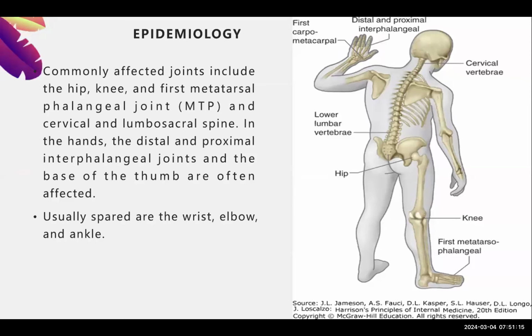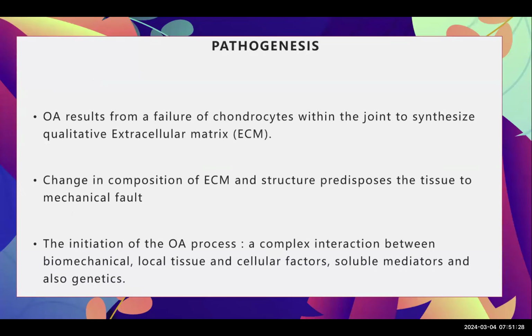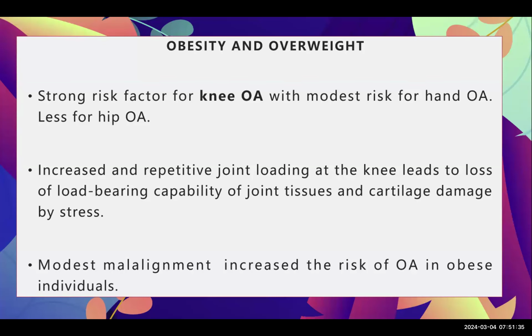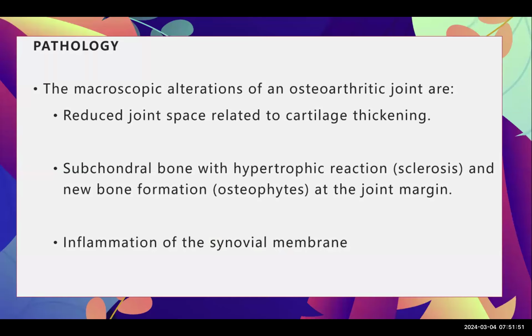The common joints affected are the hip joints, the knee joints, and the first metatarsal joints. Usually, the joints spared, especially as regards primary osteoarthritis, are the wrist, the elbow, and the ankle joint. Obesity and being overweight are very strong risk factors for this particular condition, strong especially for knee osteoarthritis, with modest risk for hand osteoarthritis. This is a diagram talking about the relationship between obesity and osteoarthritis.